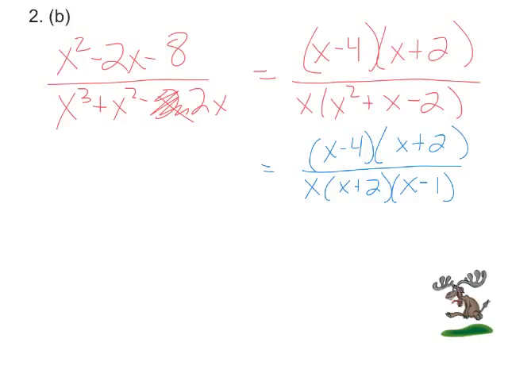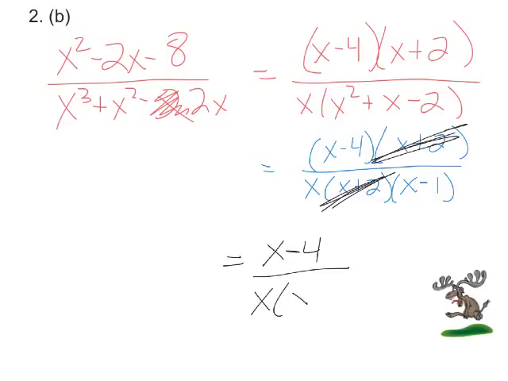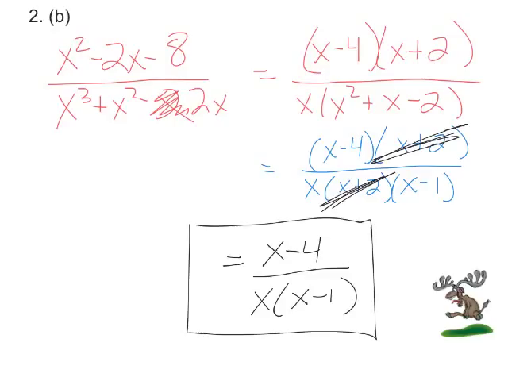Then we go about canceling like terms. And our x plus 2 exists in top and bottom, so we'll cancel those out, and we're left with x minus 4 all over x times x minus 1. And there's our simplified rational expression.